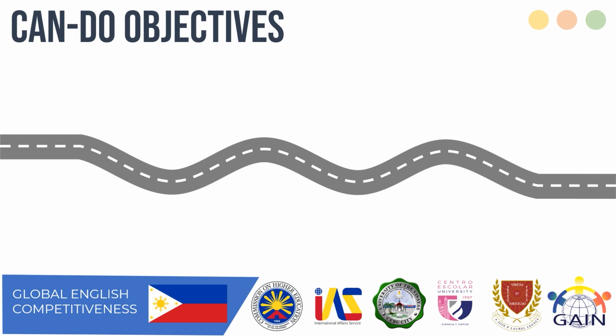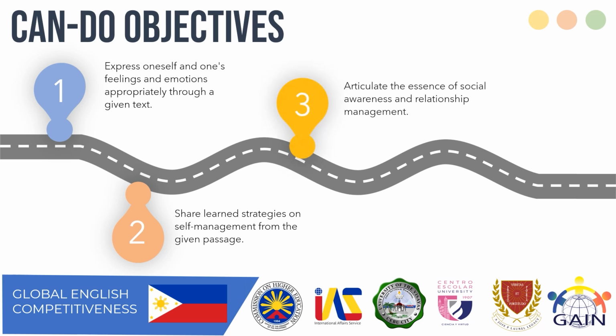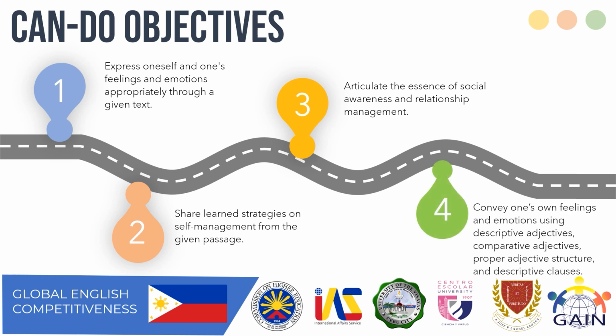To recap, we have 4 can-do objectives in this unit. First, to express oneself and one's feelings and emotions appropriately through a given text. Second, share learned strategies on self-management from the given passage. Third, articulate the essence of social awareness and relationship management. And fourth, convey one's own feelings and emotions using descriptive adjectives, comparative adjectives, proper adjective structure, and descriptive clauses.